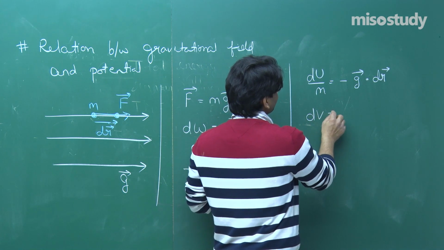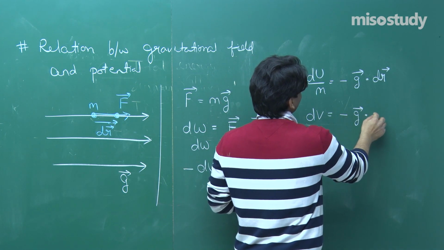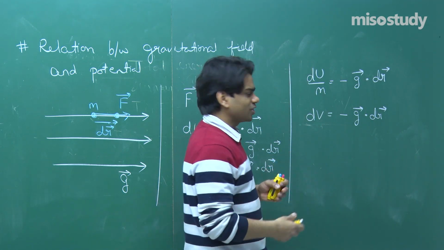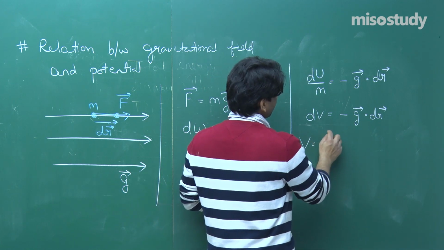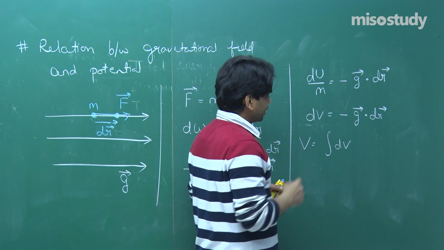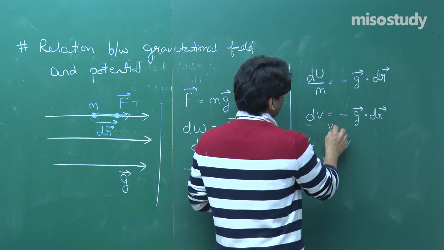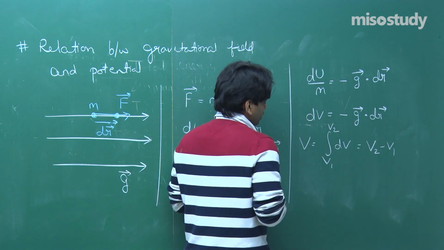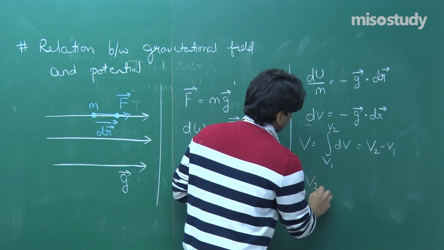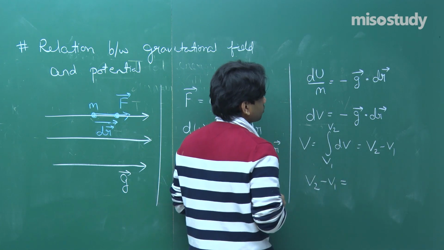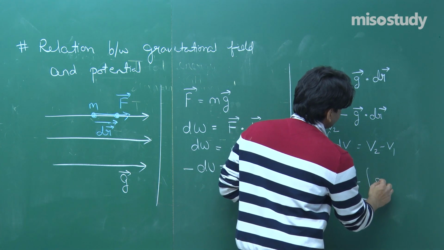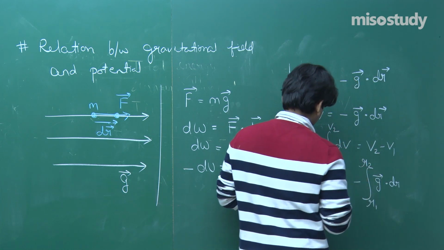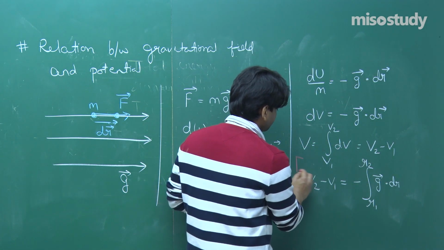That means dV is equal to minus g dot dr, or for a finite position change we can write integration dV from V1 to V2, that is equal to V2 minus V1. From 1 to 2 if you go, V2 minus V1 is the change in potential difference. This will be equal to minus integration of g dot dr, where r is varying from r1 to r2. Note this formula also.